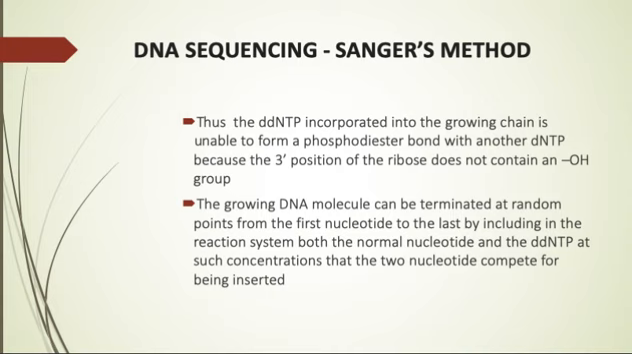So the growing DNA molecule can be terminated at random points from the first nucleotide to the last by including in the reaction system both the normal nucleotide and the dideoxynucleotides at such concentrations that the two nucleotides compete for the insertion into the DNA strand. So you can see in the next slide how this works.